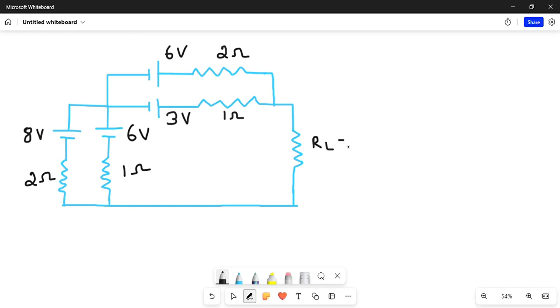You know load resistance, right? We have understood load resistance in a neat manner in the case of mesh analysis, right? This is 1 kilo ohm, right?